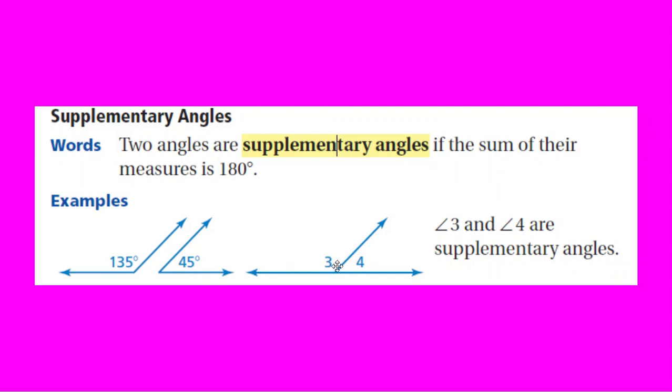Sometimes they won't give you the measures, but you could tell that 3 and 4 over here are supplementary angles because it makes this straight line. 180 degrees is a straight line. And I see this straight line on the bottom, so I know 3 and 4 are supplementary angles. If I added the measure of 3 plus the measure of 4, that will give me 180 degrees.